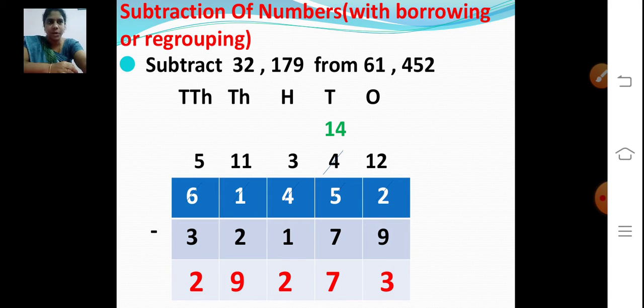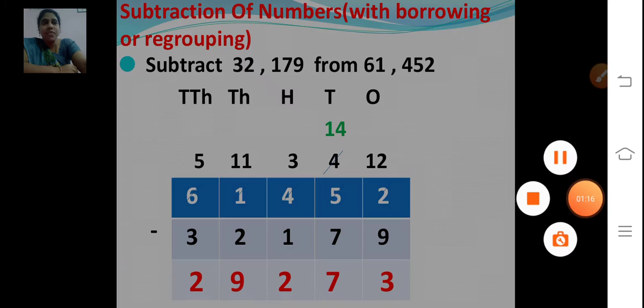Let's start the sum now. Subtraction of numbers with borrowing or regrouping. Now let's subtract. For the sum, subtract 32,179 from 61,452. Now we are going to subtract these two numbers. Let's start.